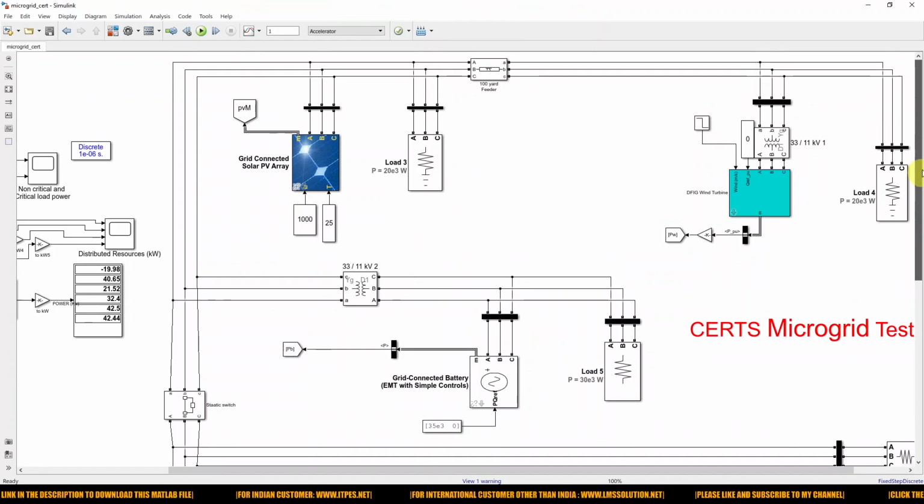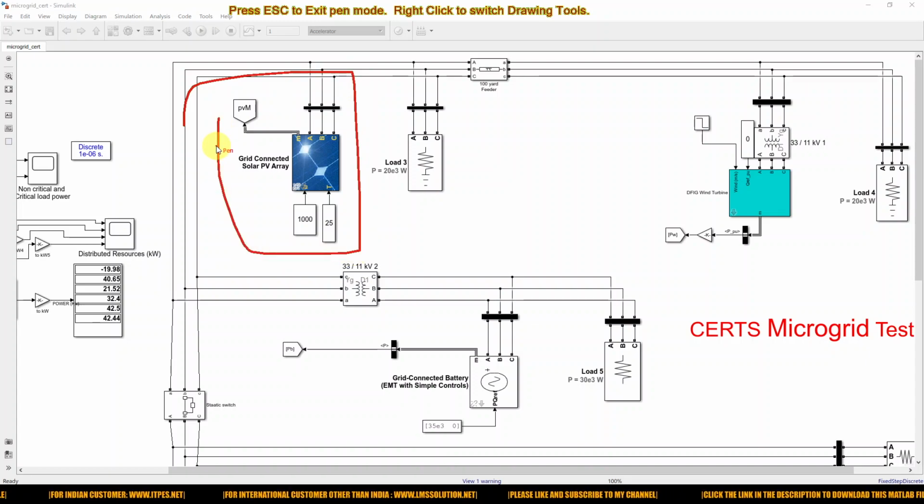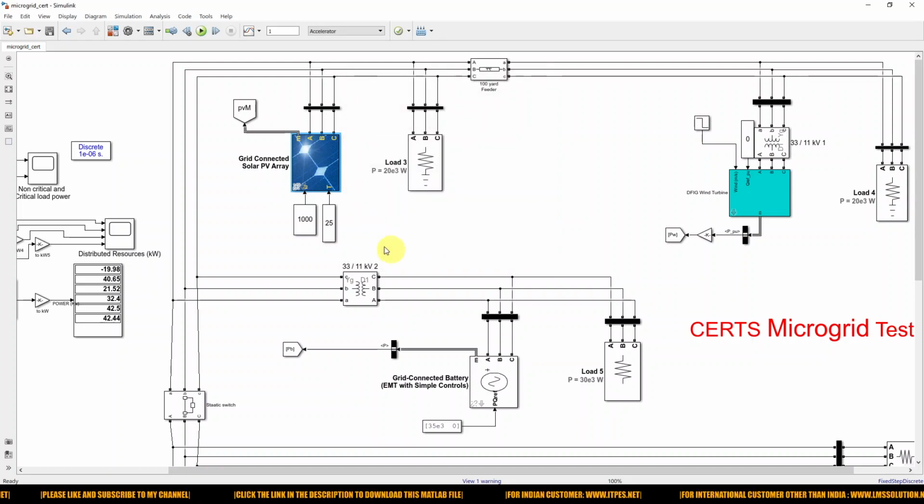Okay, so next you can see here the same utility grid, right? We are connecting that grid connected solar PV array. The rating of the solar PV array is 41 kilowatts, the grid side line to line voltage is 11 kilovolt, the grid frequency is 50 hertz, the simulation time step is 1e-6 and the controller time step is 1e-4.